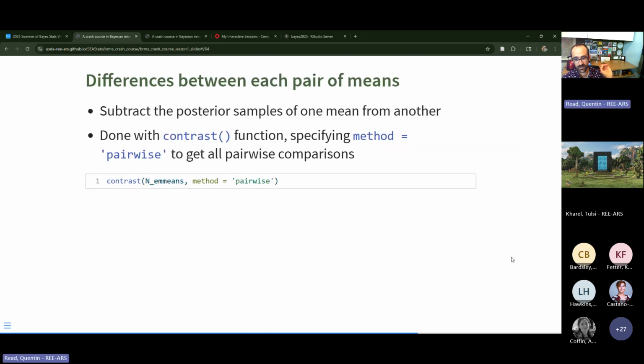And EM_means can also, if we want to know what is the uncertainty around the difference between each pair of means, the way we do that is by subtracting the posterior samples for one mean from the other, and that's the posterior estimate of the difference between them. And it will also have a credible interval.